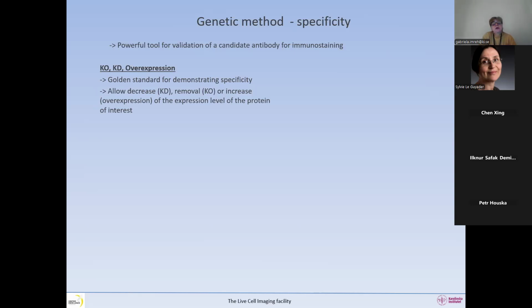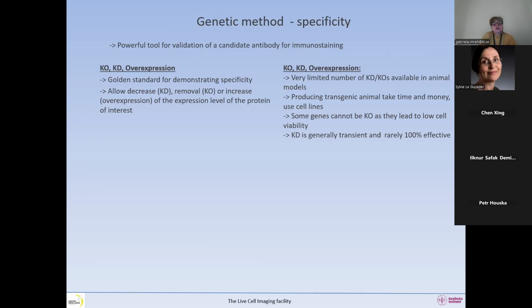But unfortunately, when working with tissue, we are very limited in the number of knockdowns and knockouts available in animal models. To produce a transgenic animal takes time, and some genes cannot be knocked out because they will lead to low cell viability. And the knockdowns are generally transient and rarely 100% effective.